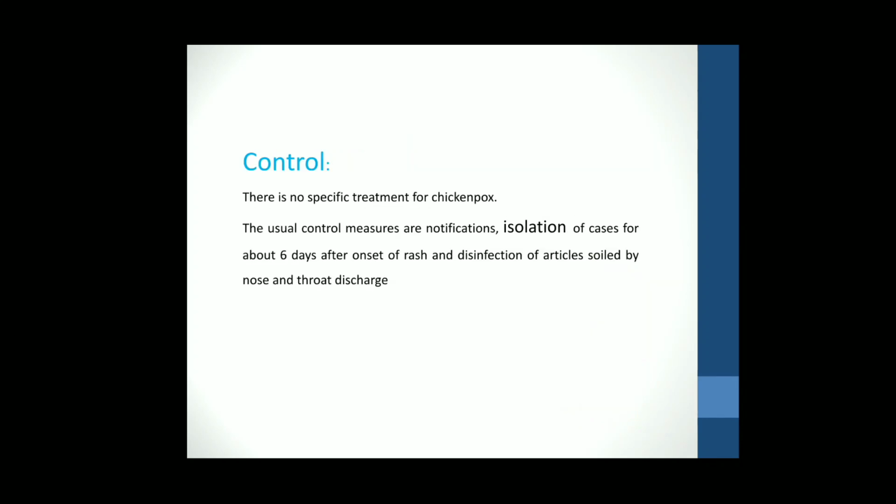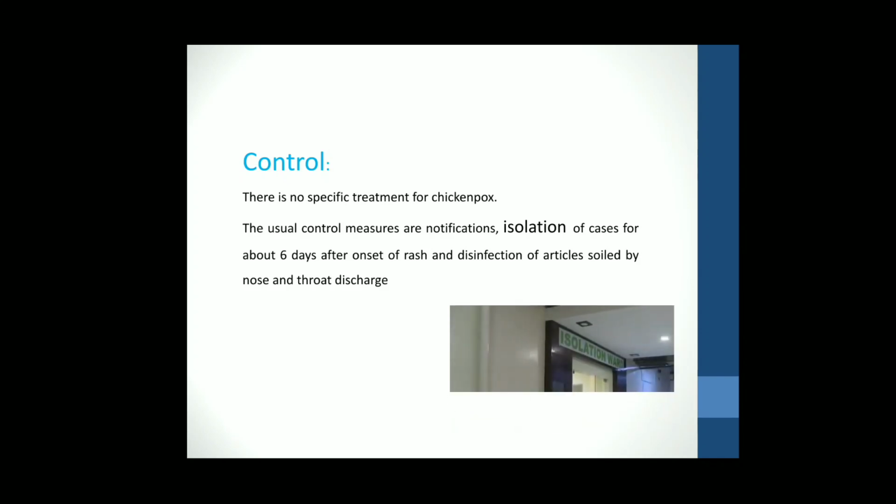So how can we control chickenpox? The usual control measures are notification and isolation of the cases for about 6 days from the onset of rash, and disinfection of articles soiled by nose and throat discharge. Whenever you find a patient with chickenpox, the first thing you have to do is isolate the person. The articles used by the person must be disinfected before the next use, and the clothes and environment which are soiled must be disinfected. If not, there is a greater chance of transmitting the infection to another person. This is the isolation.